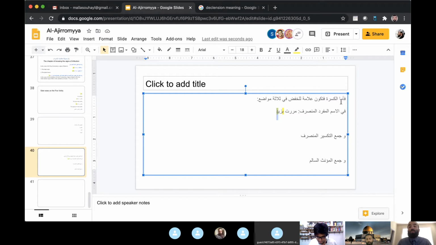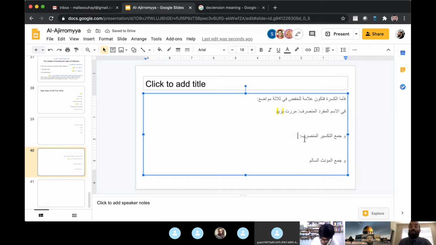Now, the reason I bring this up is because we're saying kasra becomes a sign of al-khafd in three places. One of those places is the singular noun that is fully declinable. Going through the same process that we had before, we know that Zayd is a singular noun, and we know that in the singular noun, kasra is a sign of khafd. Therefore, we know Zayd is makhfud in the sentence, right? So marartu bi Zaydin. What does marartu bi Zaydin mean? I passed by Zayd.